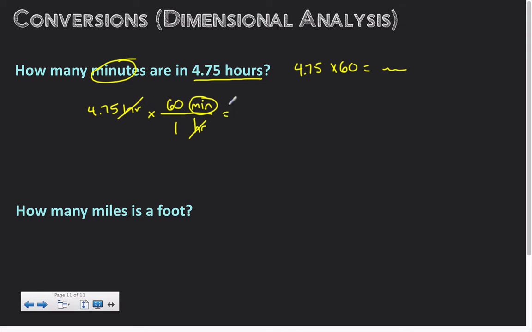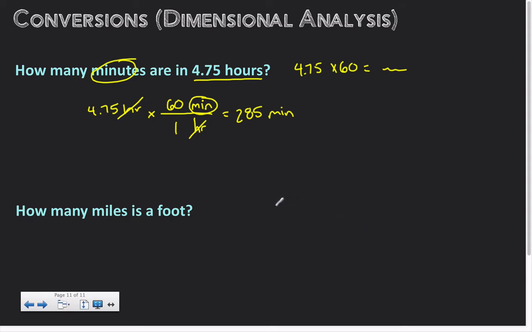So really all we need to do is multiply 4.75 by 60, which is pretty easy to do. We get an answer of 285 minutes. And we might pause just for a second and think about whether that answer makes sense, and indeed it does. Let's take a look at another.